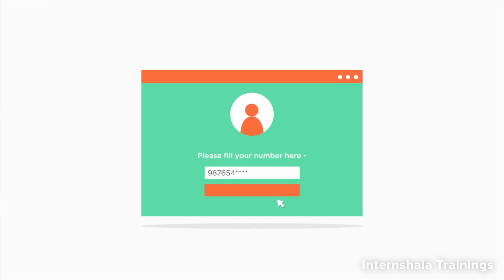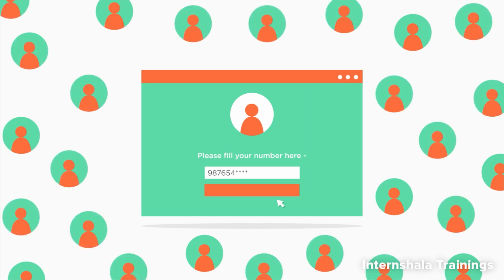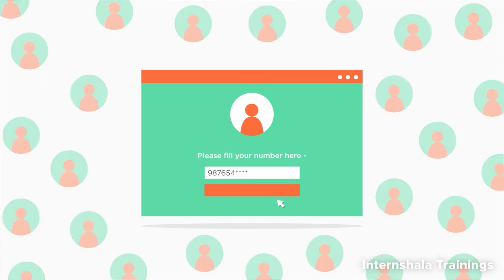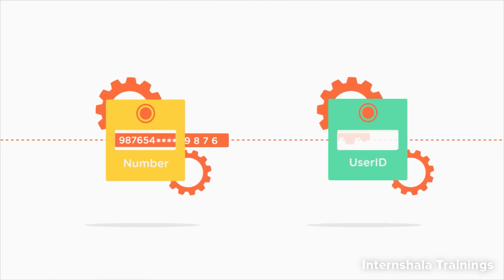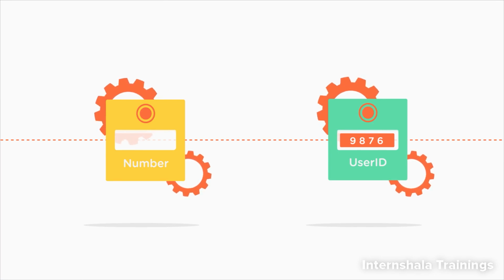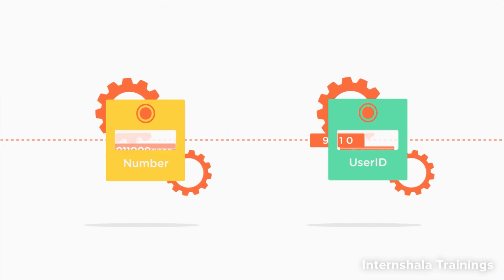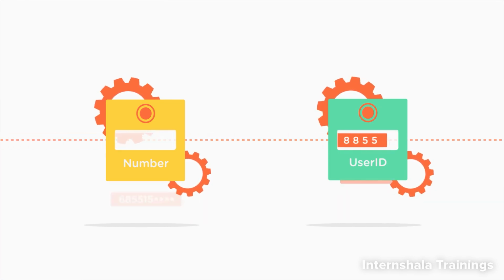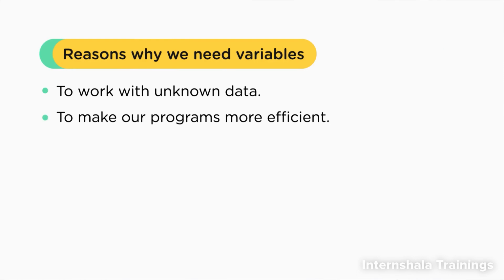Next, we know that not just one, but a lot of users, perhaps hundreds, thousands, or even millions, might come on our app and enter their phone numbers or any other data, right? This is where variables come into use again. We can use only one variable to temporarily store and process all these values entered by the user at one input field. So, variables help us make our programs efficient. So we've understood the 2 reasons why variables are used. One, so that we can work with unknown data, and second, to make our programs more efficient.